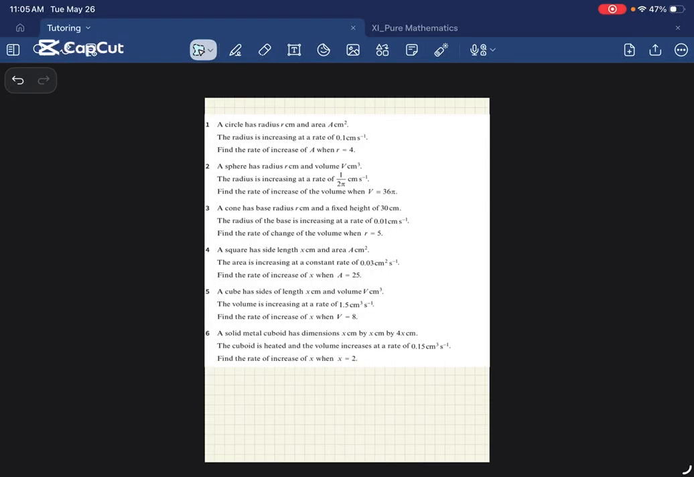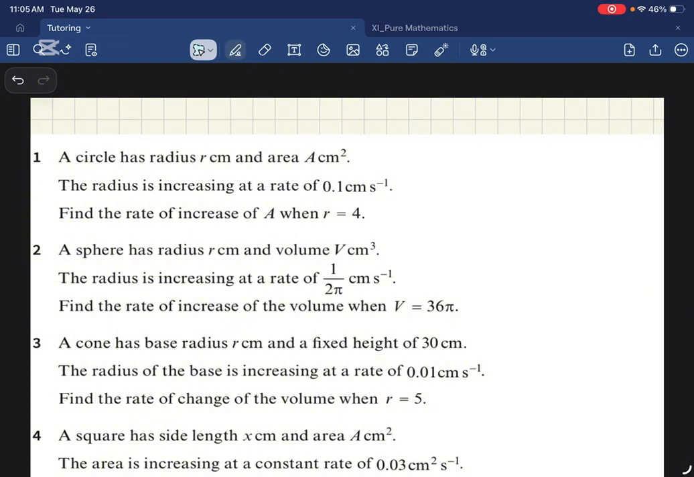Alright, so in this video we're going to go over more connected rates problems, but this time it's going to be related to geometry, related to shapes rather than the coordinates that we did before. So the idea is the same.